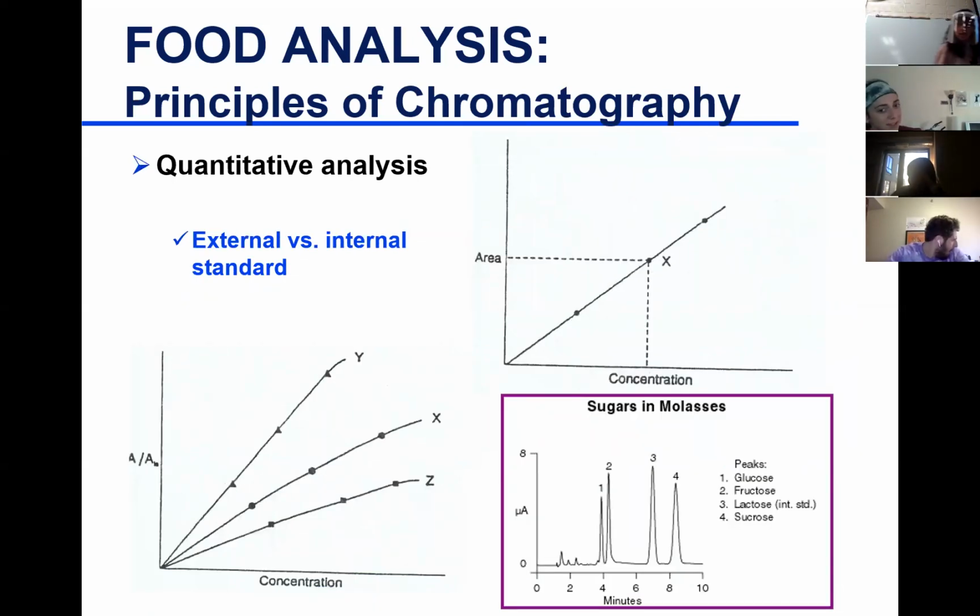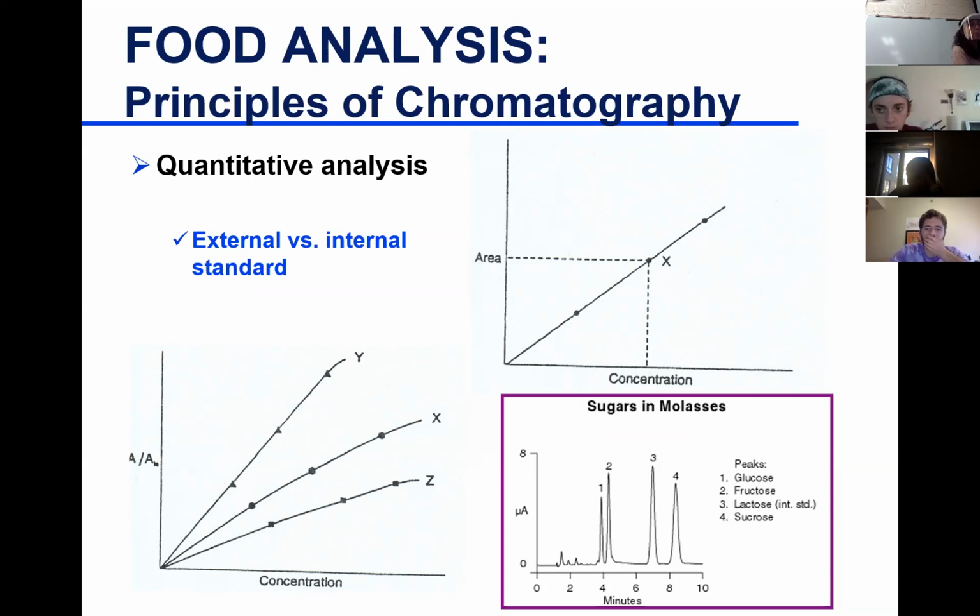Then we take this area, as I said, and we plot it against the concentration, and we get a standard curve for a particular component. So we call this external standard. For quantification, you really need an external standard run at different concentrations. Definitely. Now, there is something we call internal standard.